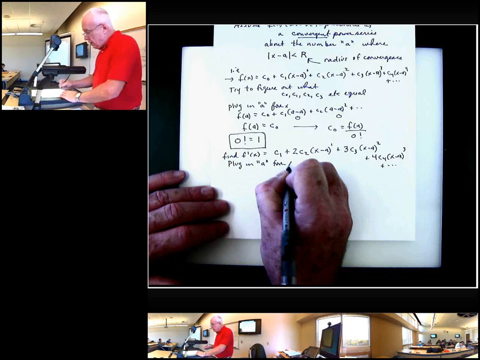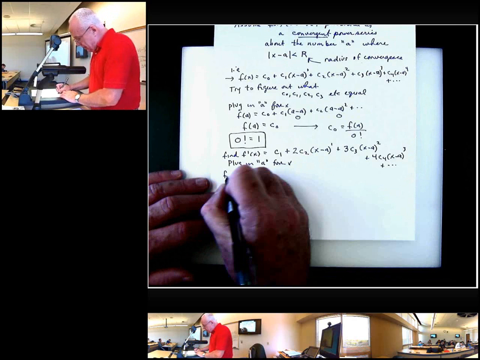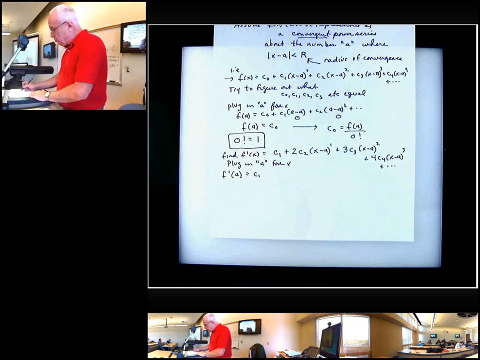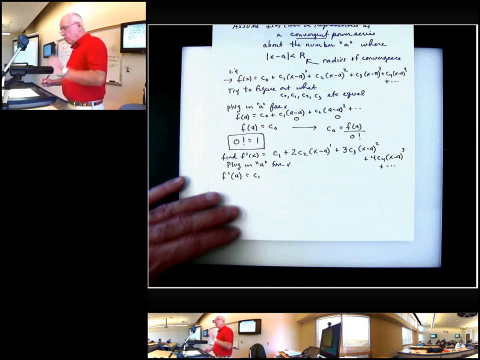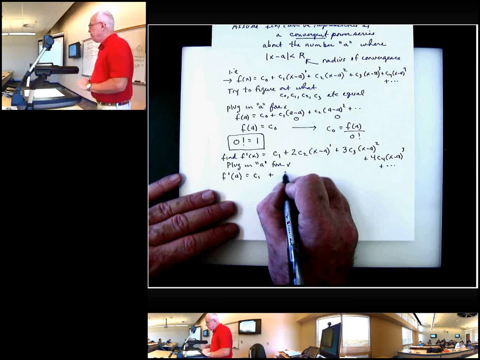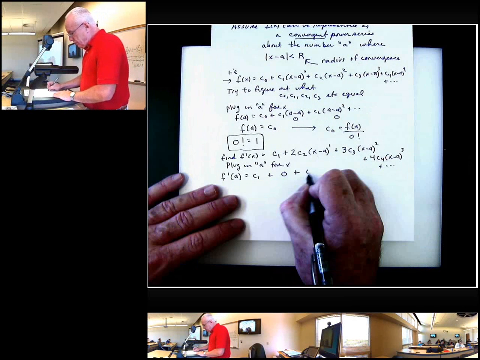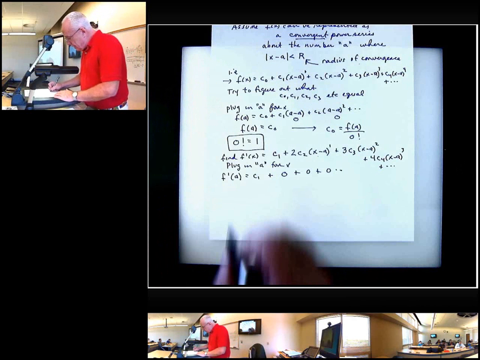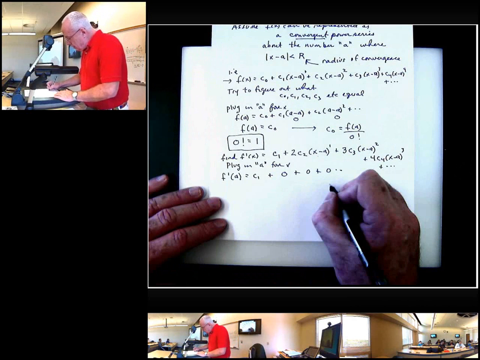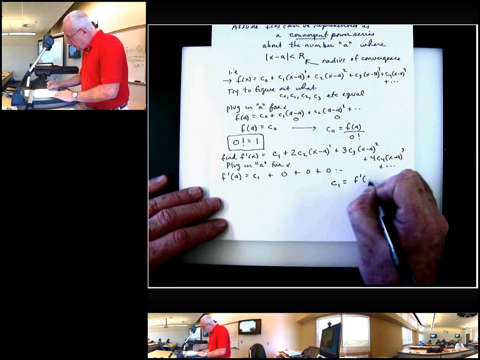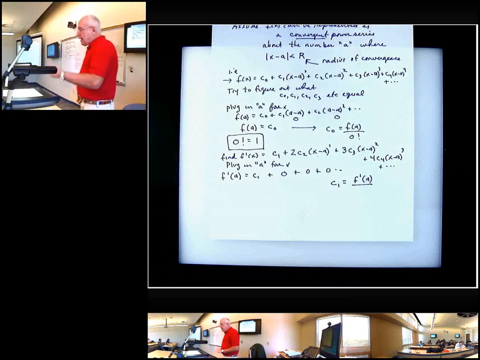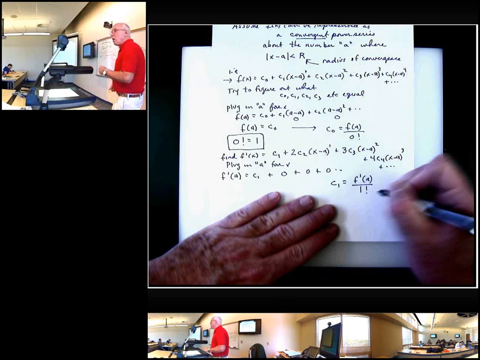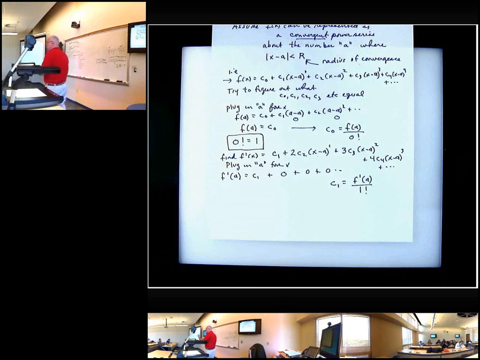Right. So I get f prime at a, well, I have my C1, and then for all the other terms, when I plug in a, I just get a 0. So it's plus 0, plus 0, plus 0, plus 0, etc. Okay, so I can say, therefore, that C1 is equal to the first derivative of f evaluated at a, and now I'm going to put this down in the bottom. This time, though, I'm going to put 1 factorial. Well, we know 1 factorial is just equal to 1.